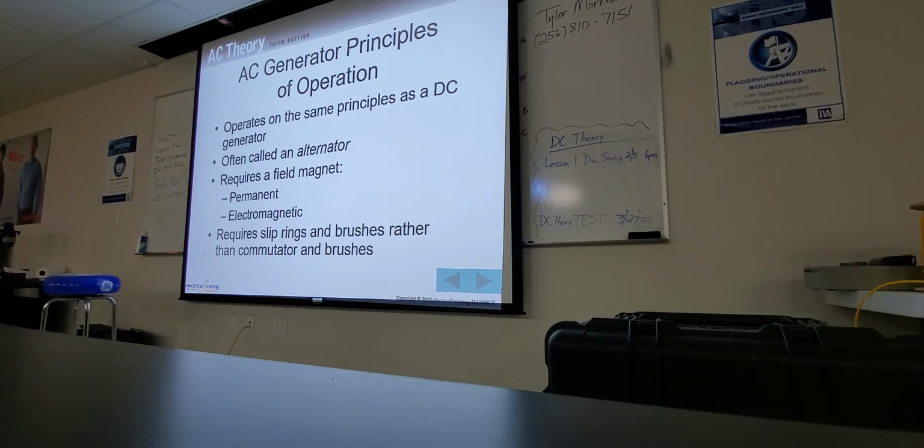AC generators operate on the same principles as a DC generator, and are often called an alternator. It requires a field magnet, which can be permanent or electromagnetic. It requires slip rings and brushes rather than a commutator and brushes. That's very important. You'll see that several times on tests. Know that a DC generator is going to have a commutator, and an AC generator has slip rings.